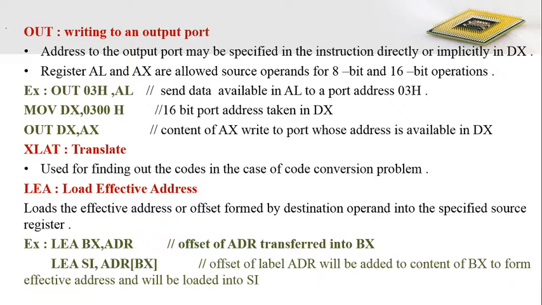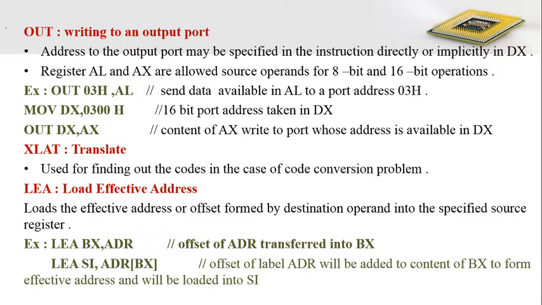Okay, for implicitly using the DX register as the port address, follow these two steps. MOV DX, 0300H: the 16-bit port address is taken into the DX register first. Then perform this out instruction, that is OUT DX, AX. The content of AX is written to the output port whose address is now available in this DX register.